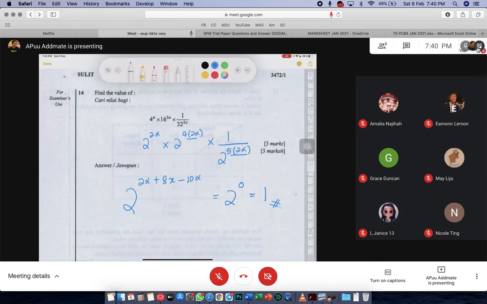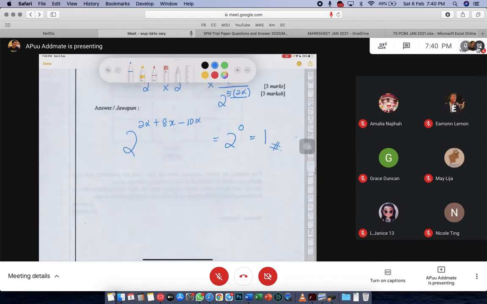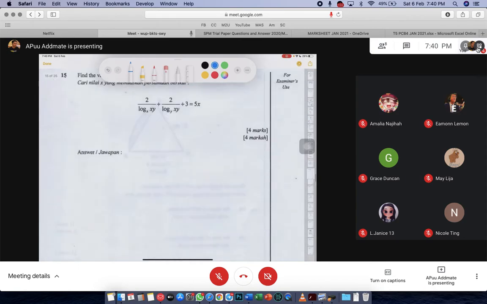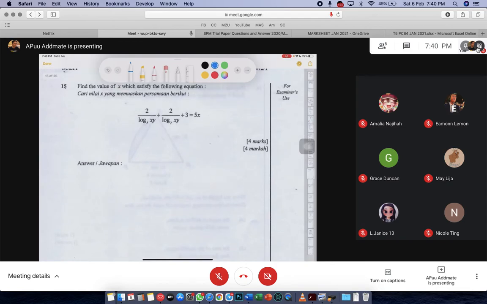Question number 15. Question 15 requires you to play around with logarithms. Okay, you have to just play around with your laws of logarithm, right? You must be really proficient in your laws of logarithm, right? So let us look at question number 15. Before I move on, for question 14, if you have any problems, please ask. You can turn on your mic, or you can just chat with me if you have problems with 14. If not, we look at question number 15, right?